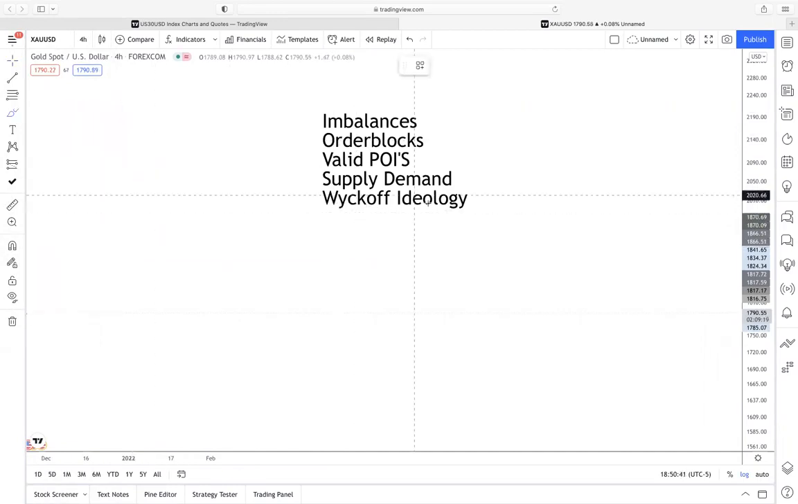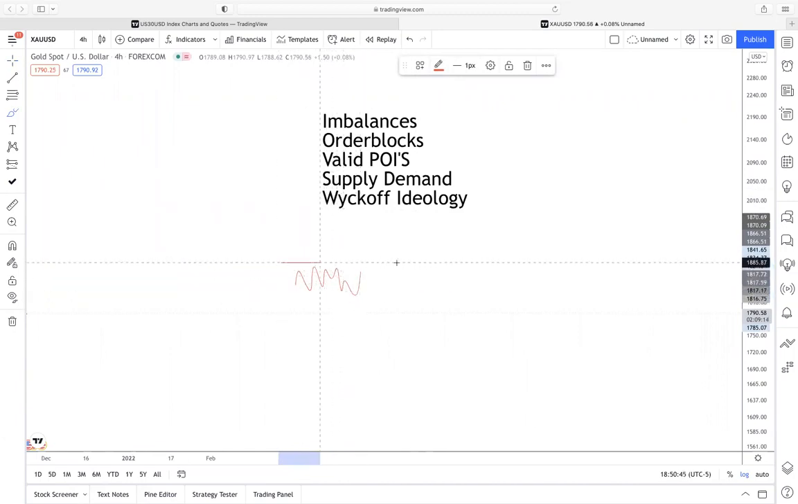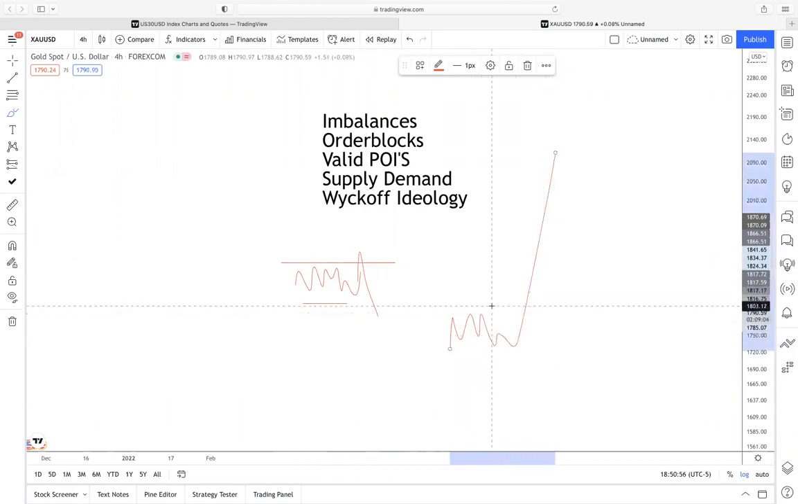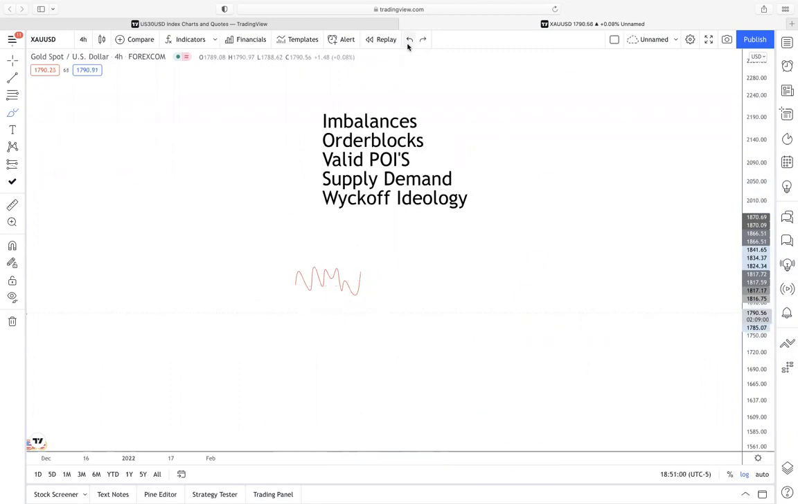So Wyckoff will really get more into when we have the stages of consolidation, better known as accumulation. So we'll be able to identify if it's a reversal, it's going to come up and come down, or if price is reaccumulating to just redistribute and go higher. So it's all based off structure and liquidity, honestly.